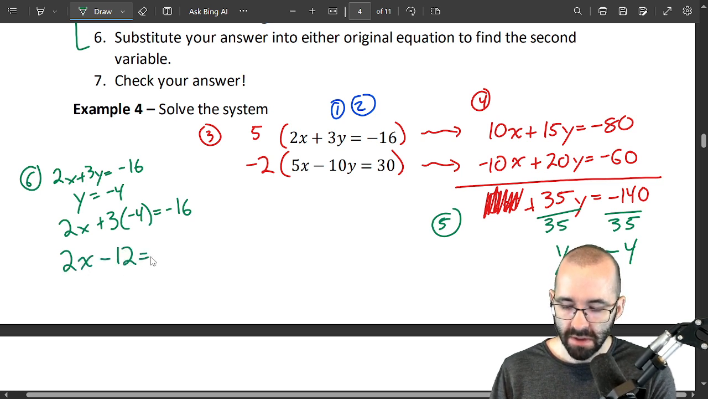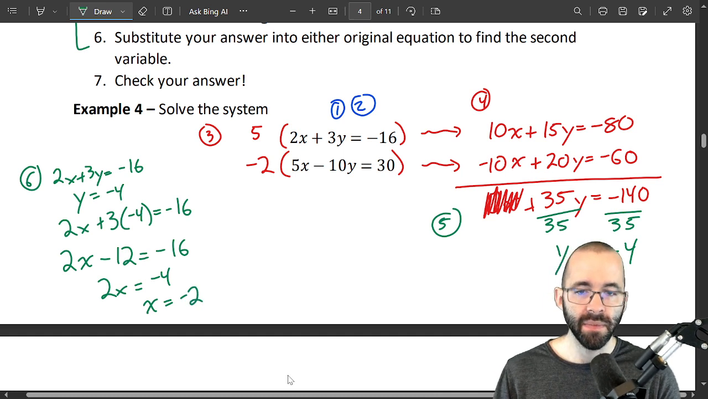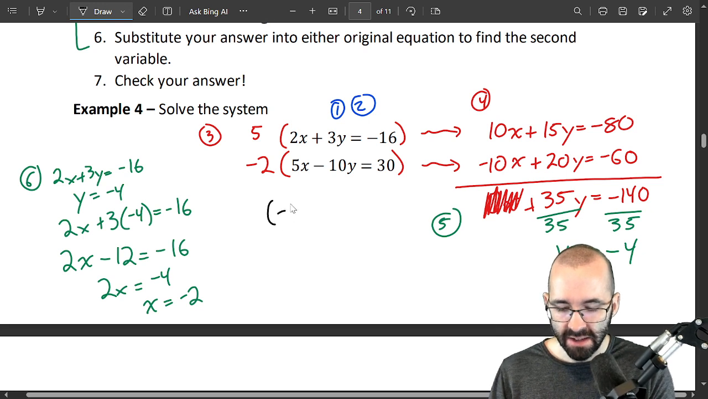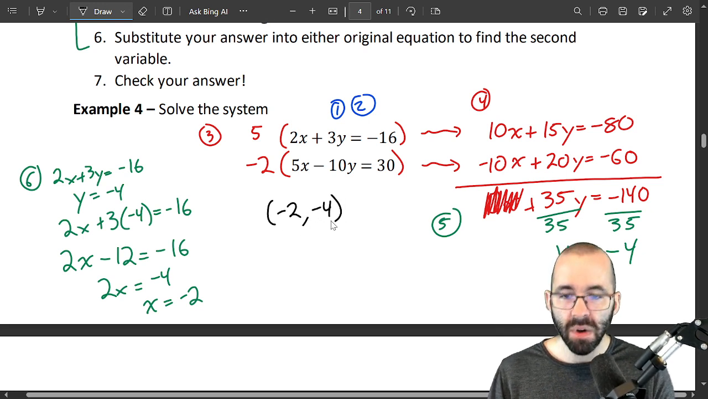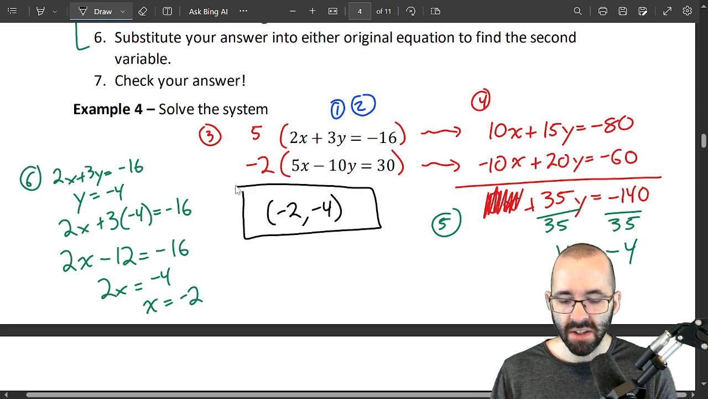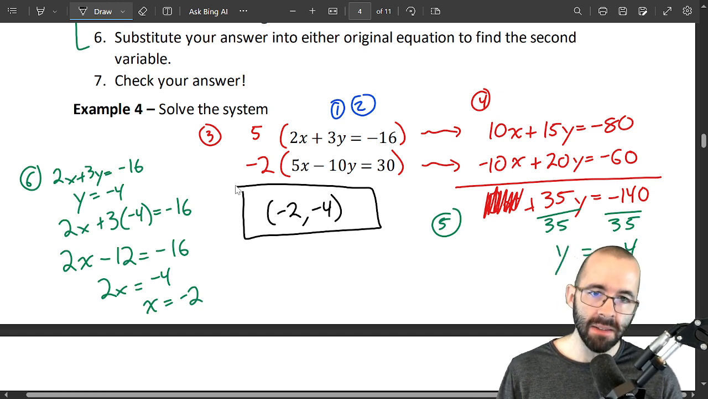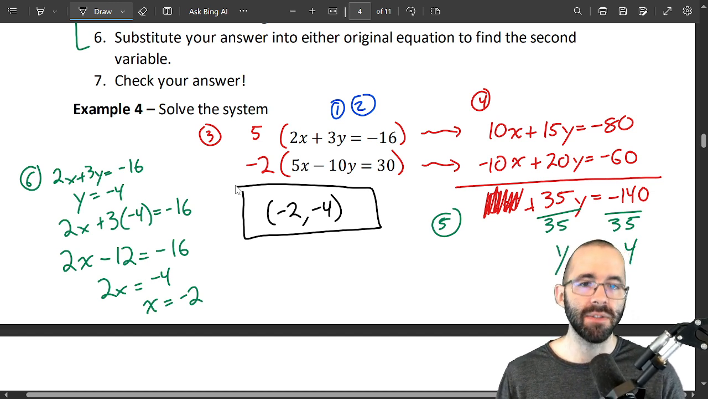2x minus 12 is equal to negative 16. Add 12 to both sides, we'll get 2x is equal to negative 4, or x is equal to negative 2. Our solution is x is negative 2, y is negative 4. That's our solution. We can check our answer. And again, if we plug in both of those x's and y's, we should get that both equations are true statements. Should get negative 16 equals negative 16, and positive 30 equals positive 30.